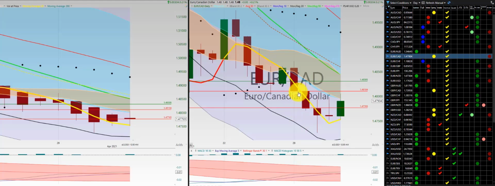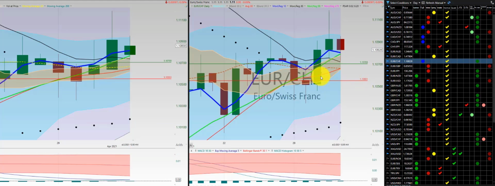Euro Canadian dollar, nice 1, 2, 3 punch out. Euro Swiss franc, consolidating all throughout. In fact, I'm taking this off my list based on the poor performance, not only last year but this year, even with all the volatility happening.